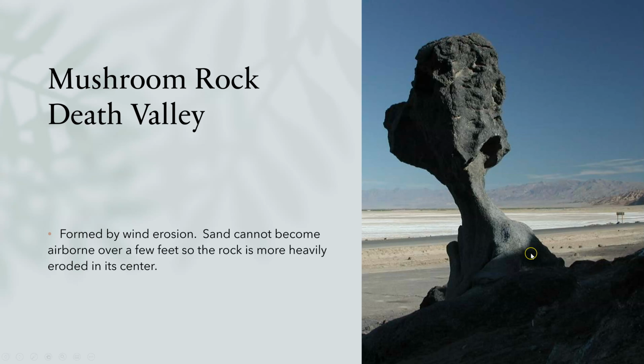There is something called mushroom rock in Death Valley, which was actually formed by wind erosion. Sand cannot become airborne over a few feet, so the rock is heavily weathered in its center, and then towards the top, because the sand particles haven't been picked up this high, it hasn't been eroded as rapidly. So we get this kind of differential weathering.